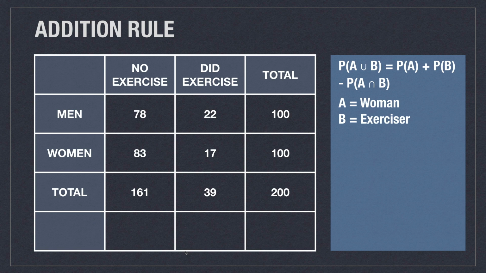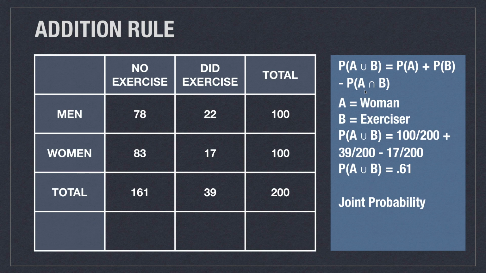Now, if two probabilities are exclusive, we are going to add them. But in this case, it is possible for someone to be both a woman as well as a person that exercises. So to find our answer, I must subtract out the intersection of women as well as exercisers. And you can see that subtraction taking place right here. And so, as you can see, there is a 0.61 probability that a random person will be a woman or an exerciser.